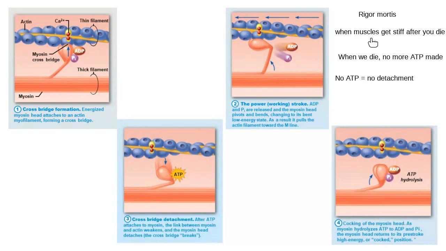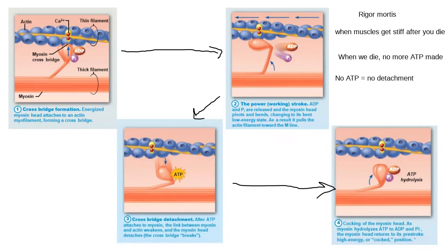There's no movement. I think I missed a question earlier, but someone had asked about how this is a cycle that's always occurring. It totally is. As long as there's calcium floating around inside your muscle fiber, we're always going to go from step 1 to step 2, from step 2 to step 3, from step 3 to step 4.